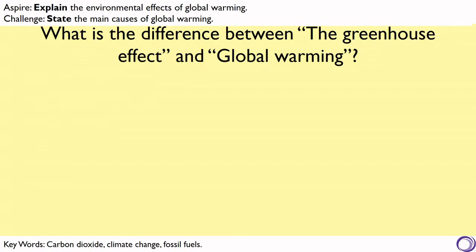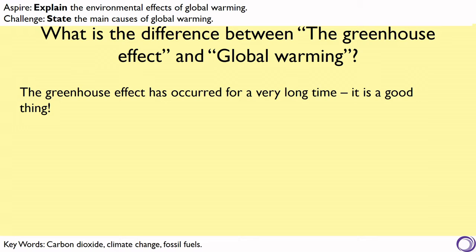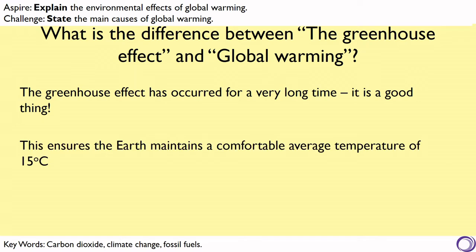Now, frequently you find that these two terms, the greenhouse effect and global warming, are used interchangeably. But it's really important that at this point I point out the difference between these two terms. The greenhouse effect has occurred for a very long time. Since those gases came into our atmosphere, the greenhouse effect has occurred, and it is a good thing. It ensures that the Earth maintains a comfortable average temperature of 15 degrees C. And because the temperature on Earth is around an average of 15 degrees C, it's the perfect temperature for life.